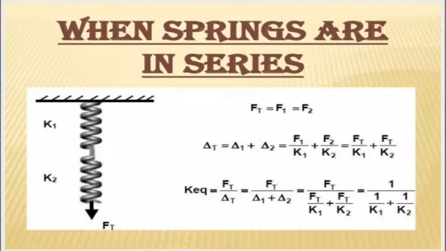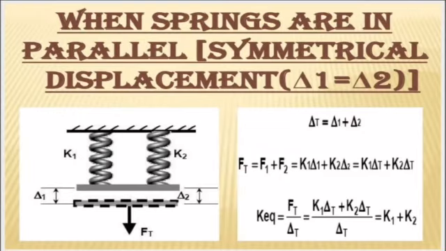When springs are connected in series, K equivalent is equal to F by del T, which is equal to 1 by K1 plus 1 by K2. When springs are in parallel, F is equal to F1 plus F2. K equivalent is equal to F by del T, which is equal to K1 plus K2.